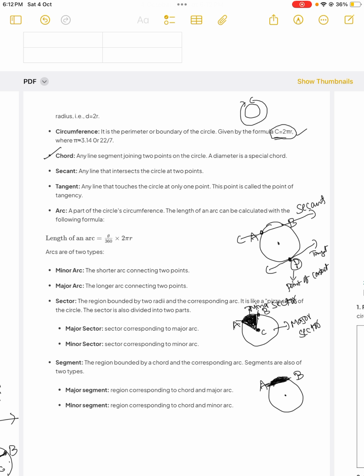This is the minor arc region. The remaining white region is the major arc region. So this is the major segment. This highlighted region is the minor segment.